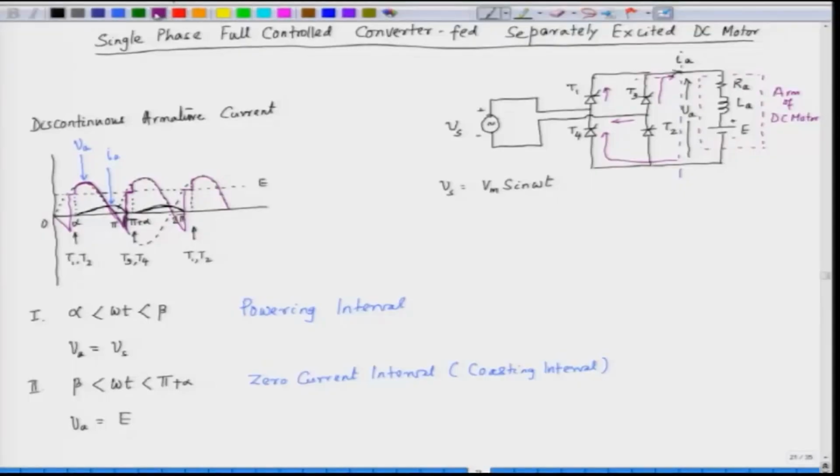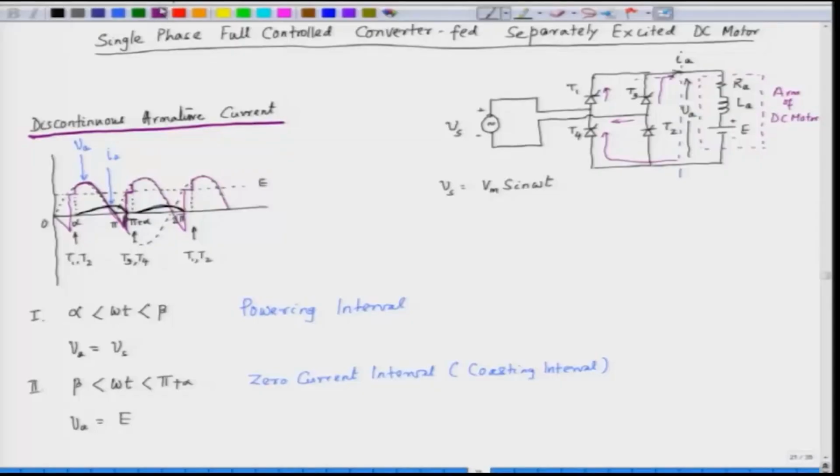Now, this is the discontinuous armature current operation, where the armature current is rising and then coming down to 0, and then starting from 0 again and coming down to 0. So the current is touching 0 in every half cycle. We have to analyze this circuit with mathematical equations.